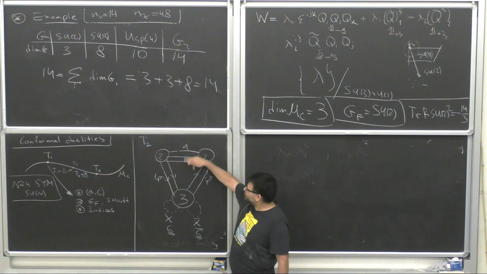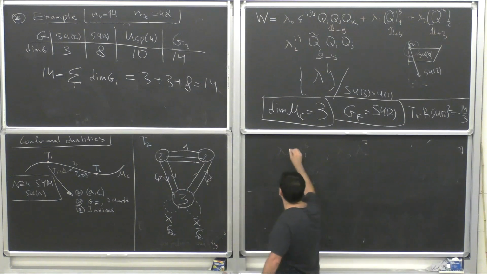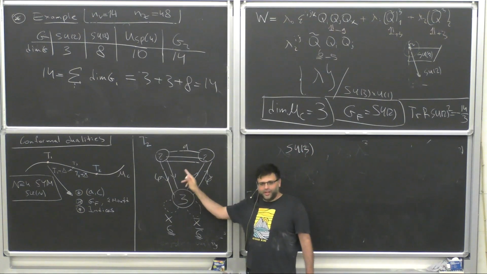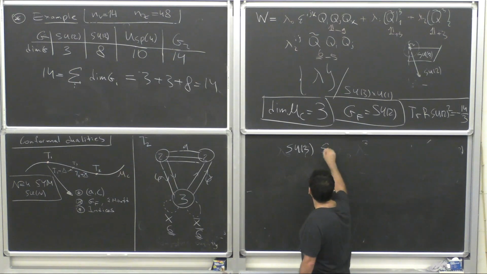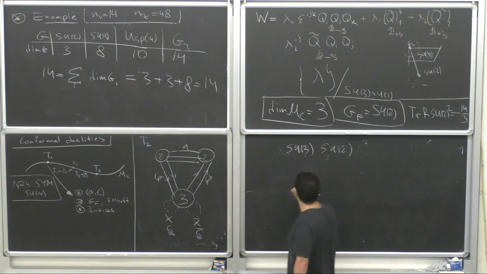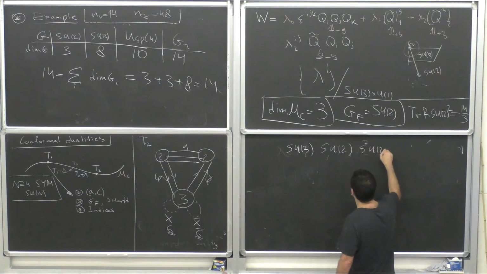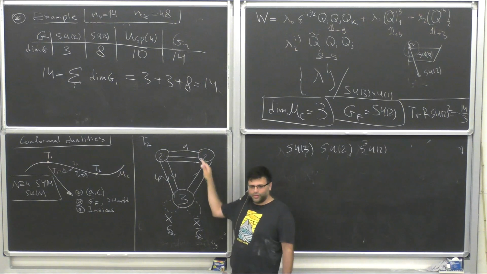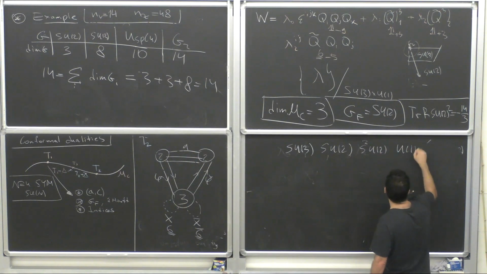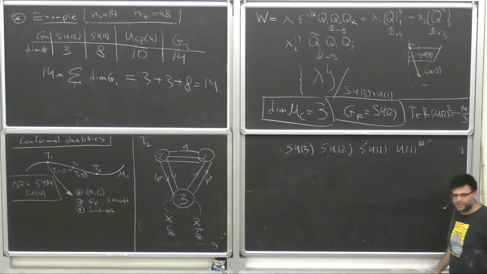Exactly. So we can rotate the 3 Qs. This gives us an SU3. We can rotate the phi's. This gives us an SU2. We can rotate the phi tildes. This gives us another SU2. And also we have a bunch of U1s. We have a lot of U1s here. Let me even not write how many. There are some U1s here.